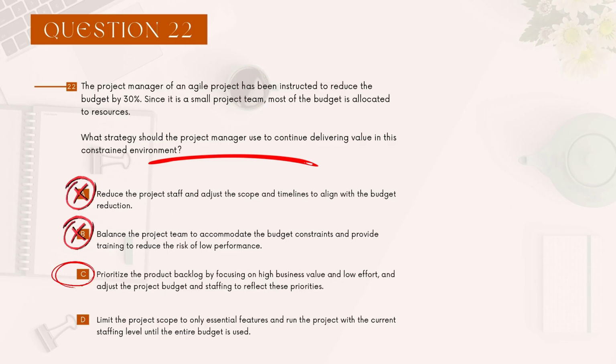Prioritize the product backlog by focusing on high business value and low effort, and adjust the project budget and staffing to reflect these priorities. Okay. So I like this keyword, value. Remember, anytime there's a decision to be made, you want to take a value-driven decision.